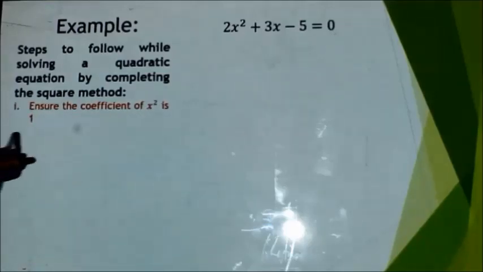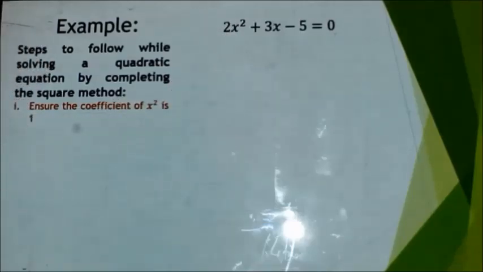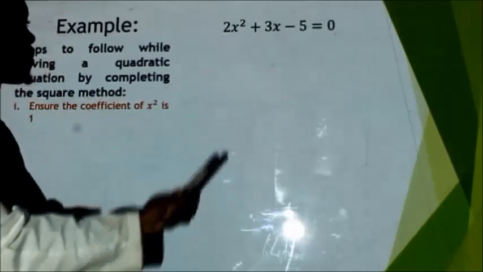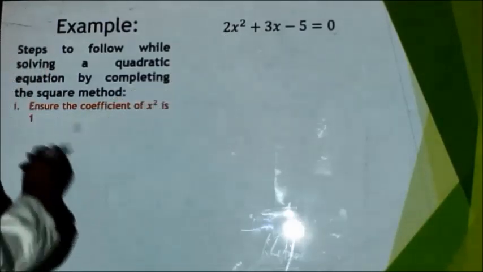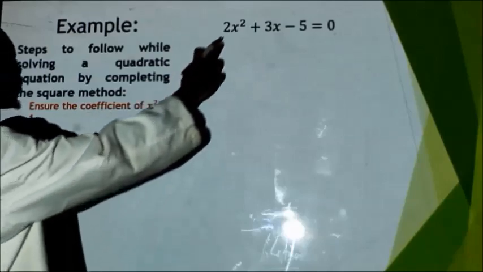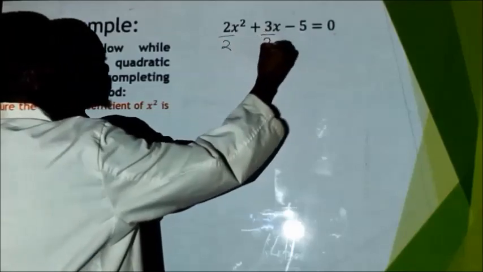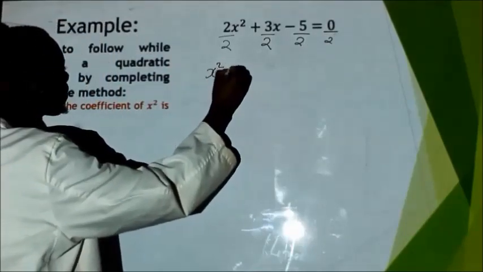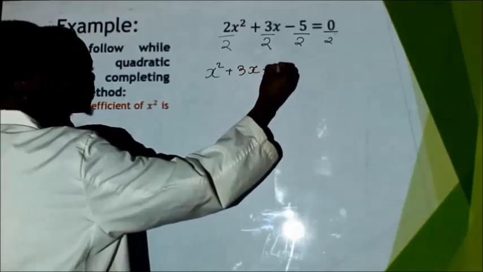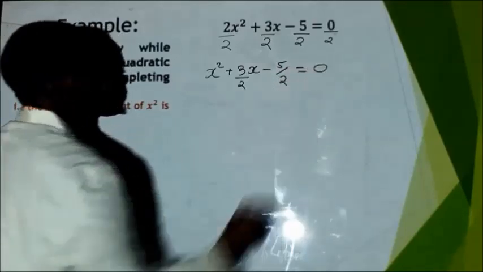The first step is to ensure the coefficient of x squared is 1. That is the number before x squared, make it become 1. The only way you can do that is by dividing all through by that number. So we divide all through by 2, that is the number before x squared. So we divide here by 2, here by 2, here by 2, here by 2. So that becomes x squared plus 3x minus 3 over 2 x minus 5 over 2 is equal to 0.